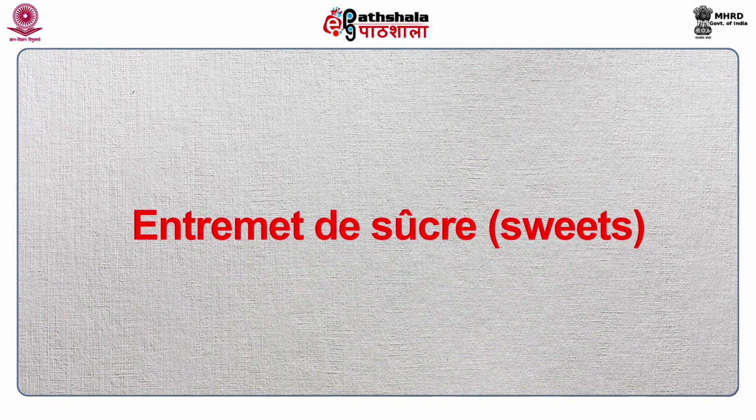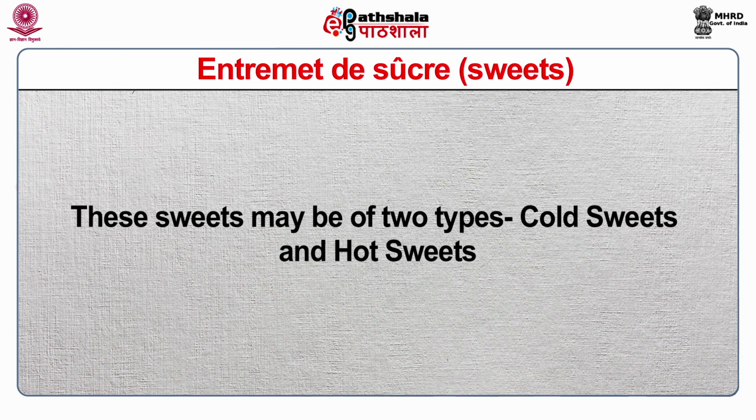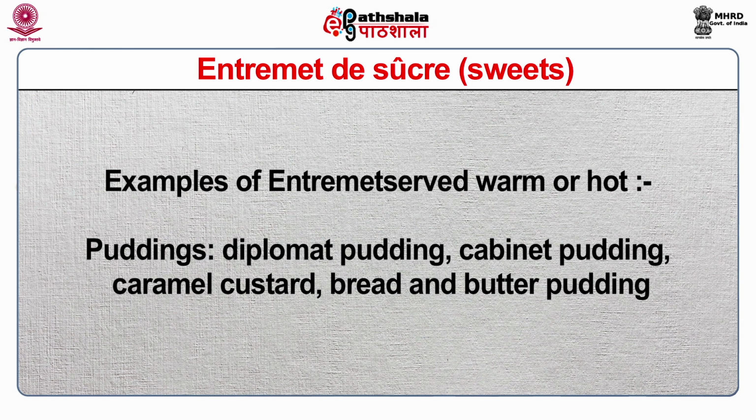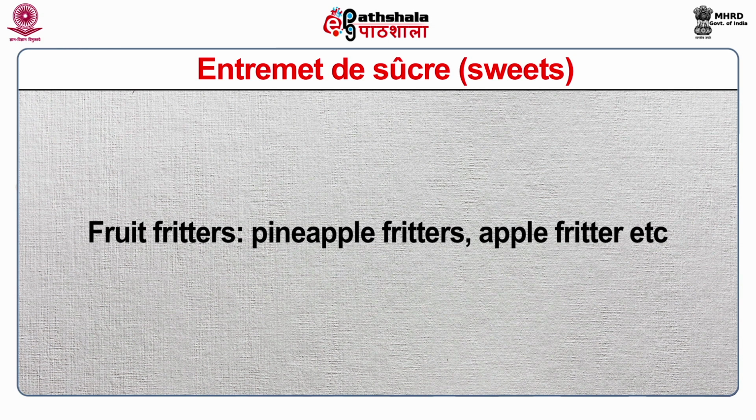The next course is entremet de sucre, which is known as sweets. These sweets may be of two types, cold sweets and hot sweets. Examples of entremets served warm or hot are puddings, diplomat pudding, cabinet pudding, caramel custard, bread and butter pudding, and fruit fritters, such as pineapple fritters, apple fritters, etc.